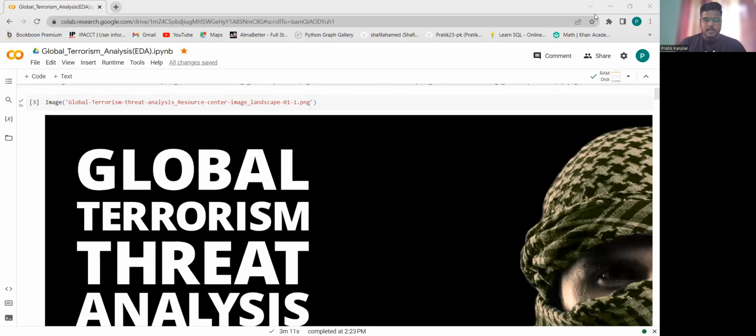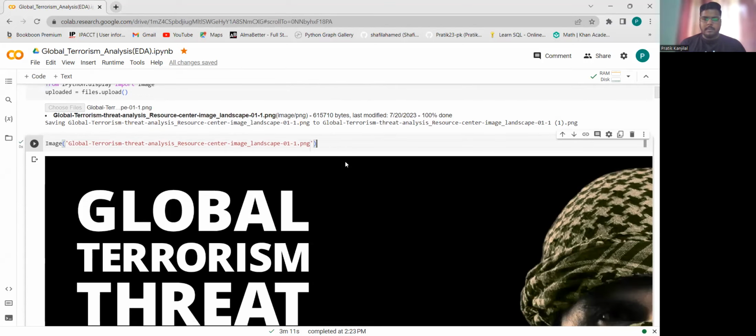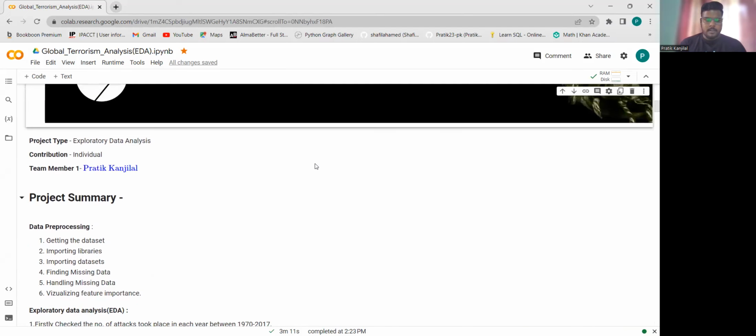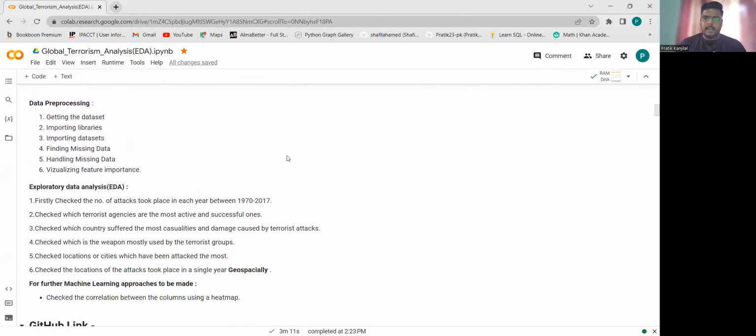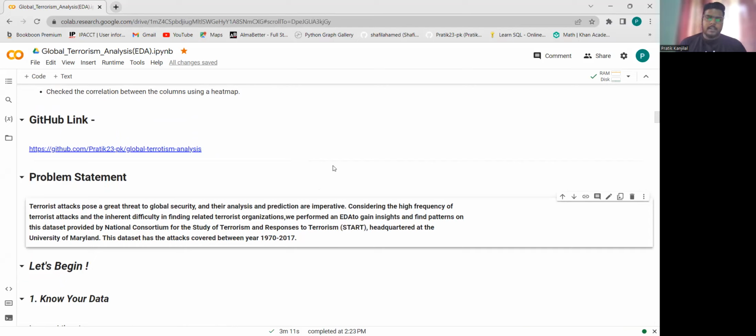So this is my project. This is a global terrorism analysis project and we are going to perform EDA on this. We are going to find out the relationships and visualizations of the terrorist attacks. This is a data set provided by the National Consortium for the Study of Terrorism and Responses to Terrorism, which we can abbreviate as START. This data set covers the attacks between the years 1970 and 2017.